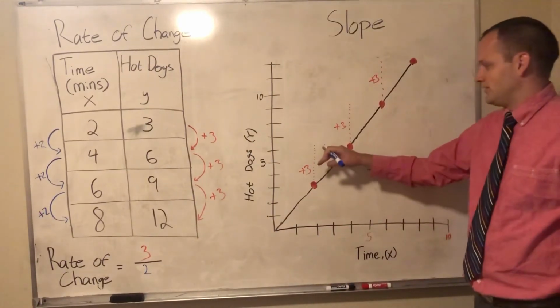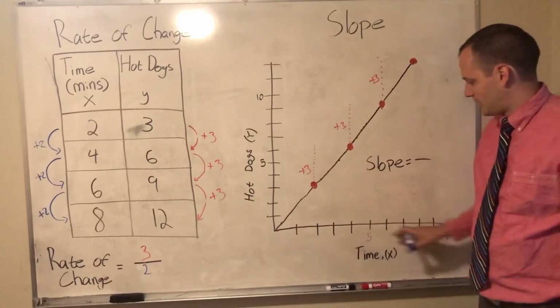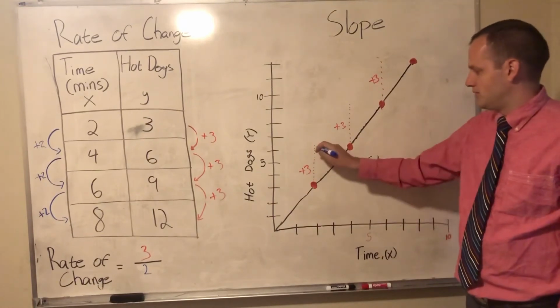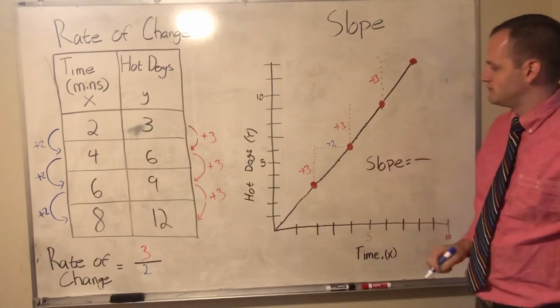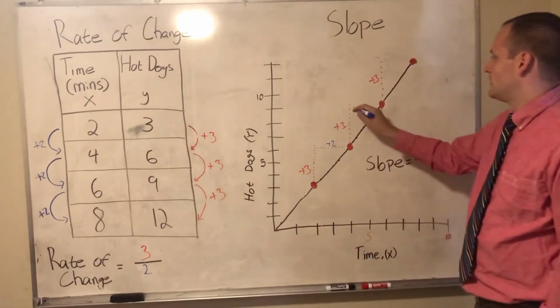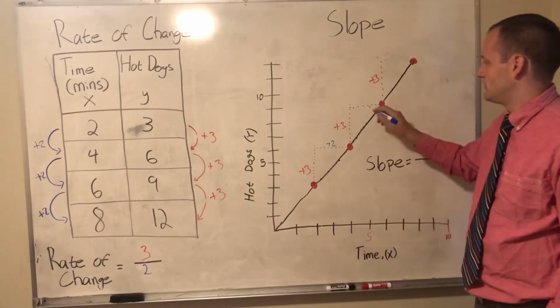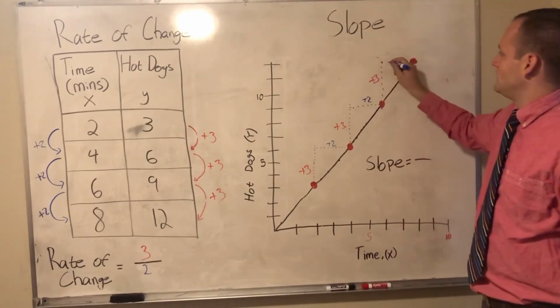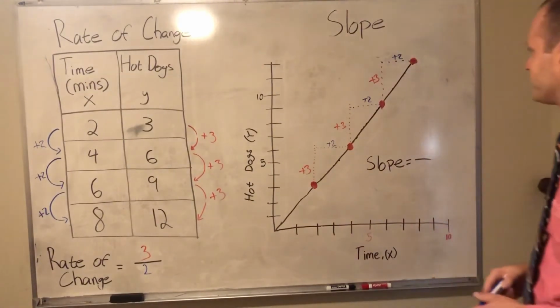Alright, now let's do the x values. So the x values are the change here. These are my x-axis. So we've got 2, we've got 4. I'm going to add 2 to go from 2 to 4. From 4 to 6, I have to add 2 again. From 6 to 8, I have to add 2 one more time.